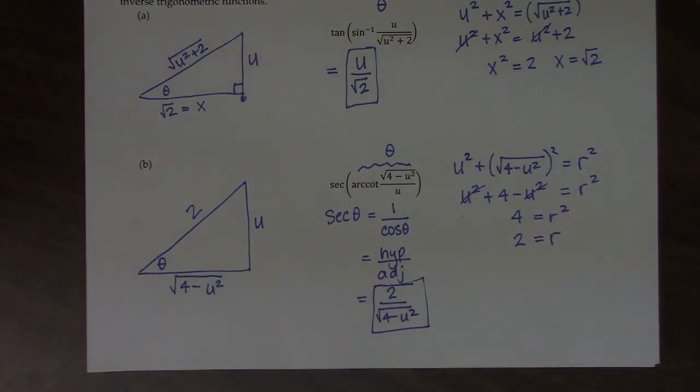So all you do here is set up the triangle, label the sides. If you have a fraction or a rational expression, think of it in terms of what sides over what, label the triangle, solve for the third side, and then you can evaluate any trig function you want after that.